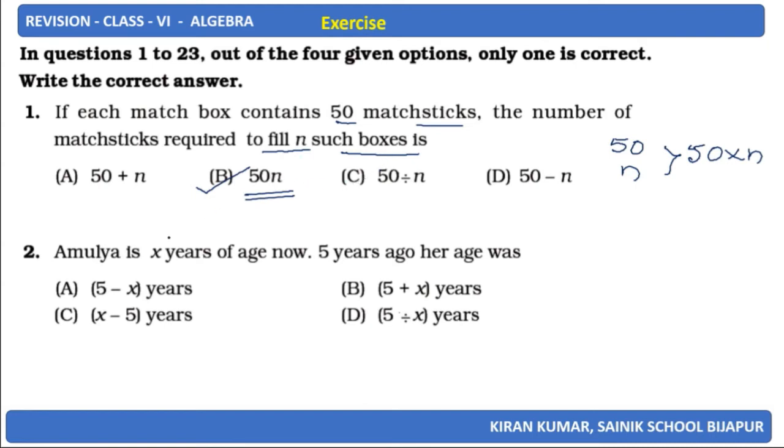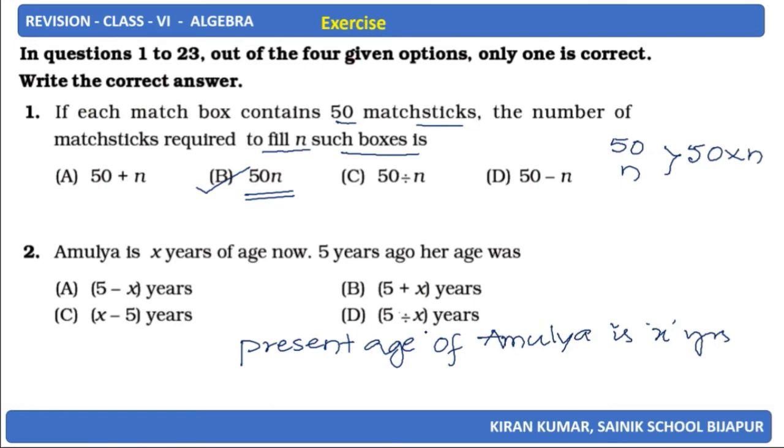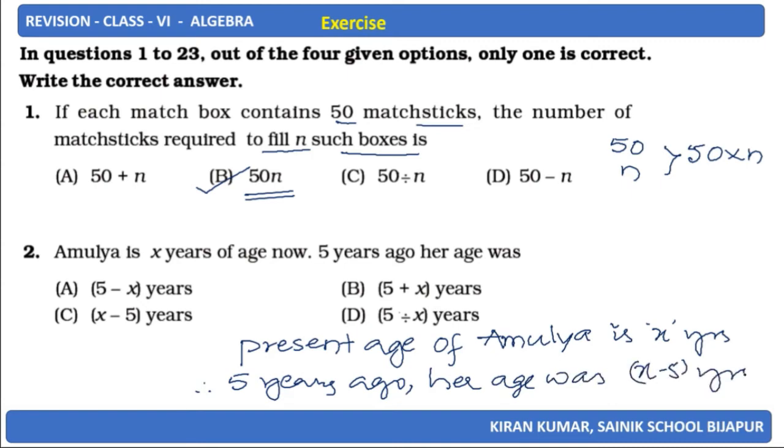Second one: Amulya is x years of age now. 5 years ago, her age was. The present age of Amulya is x years. Therefore, 5 years ago, her age was x minus 5 years. This verifies that option C is the right answer.